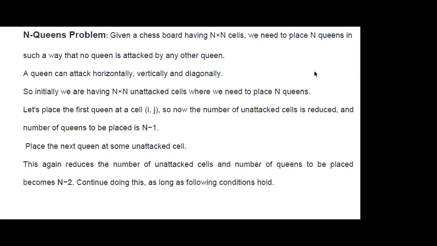So first I will tell you the problem statement and then what we are going to do to solve that particular problem. In the N-Queen problem, you are given a chessboard having N into N cells, and we need to place N queens in such a way that no queen is attacked by any other queen. In a chess game, the queen can attack either horizontally, vertically, or diagonally.